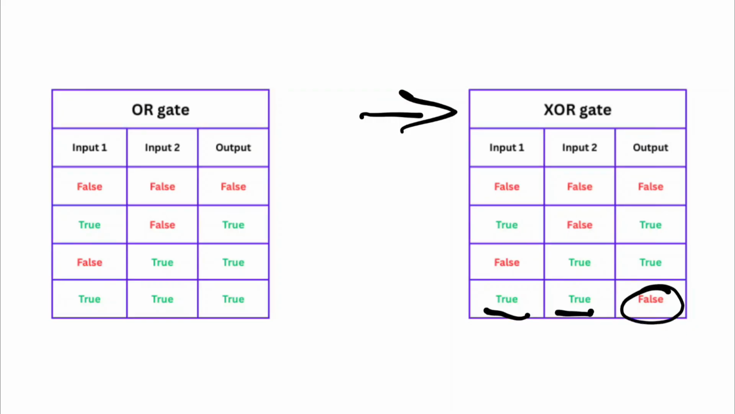Now that we understand what an XOR gate is, the next question is, how can we build it? But before explaining that, let me introduce our groups.